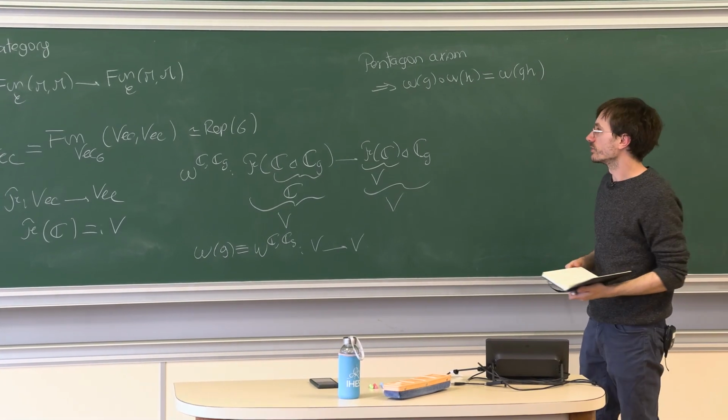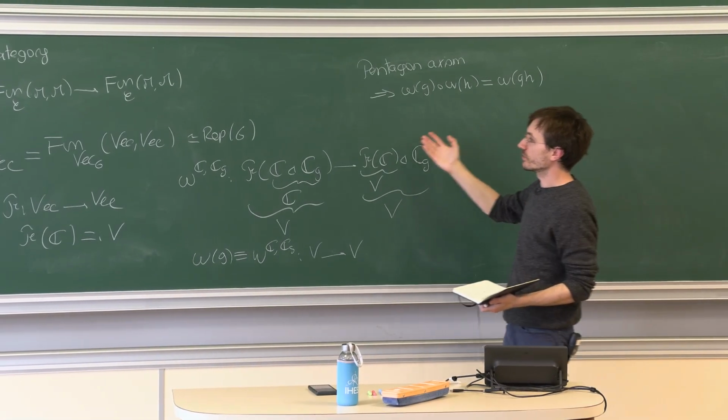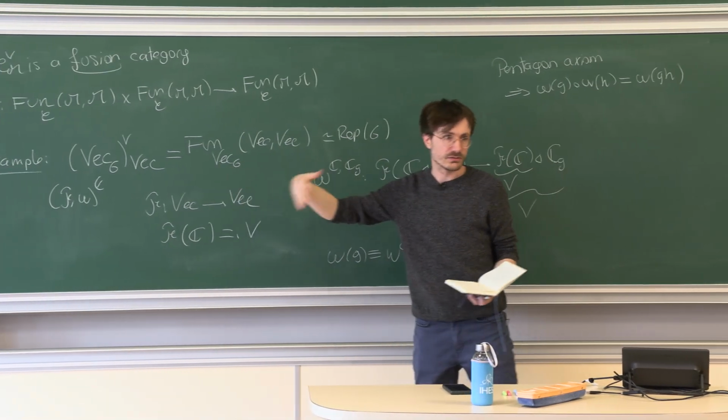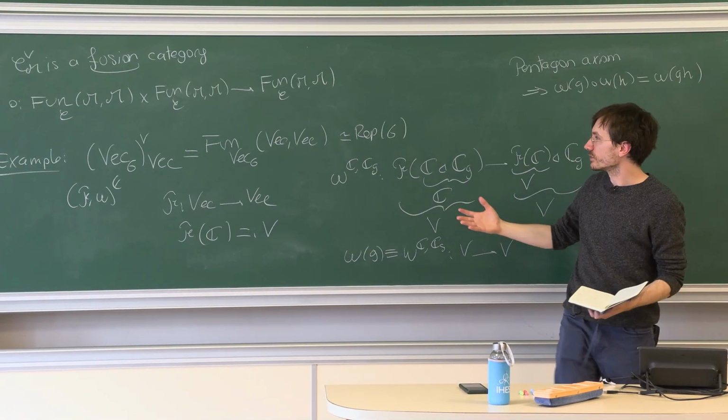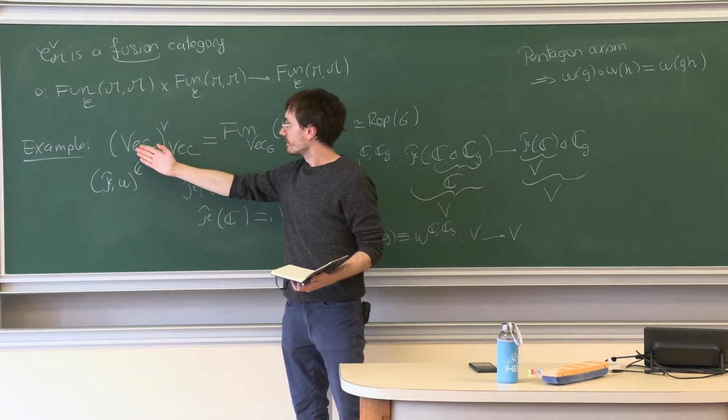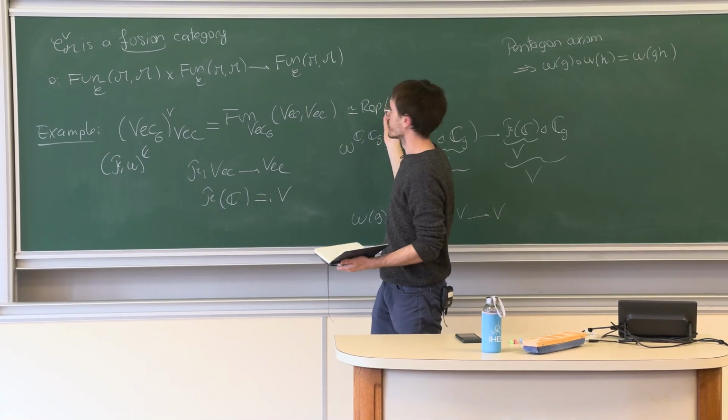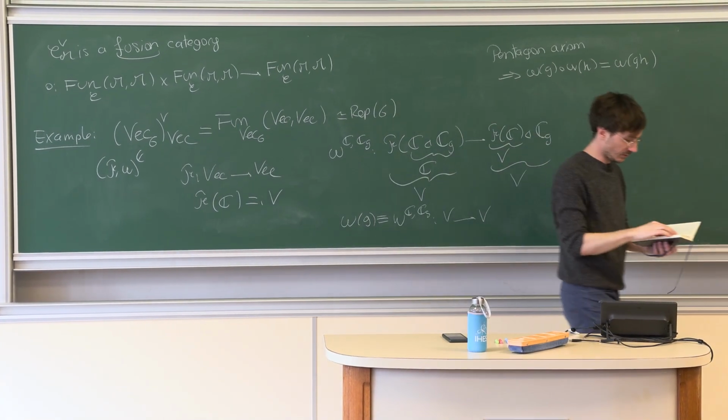Just to get a sense of these computations, but already here, this example tells us, as I said, if you gauge the whole symmetry, then the dual symmetry is going to be given by the dual of Vec_G with respect to Vec, which we can verify is Rep G, as we already anticipated.